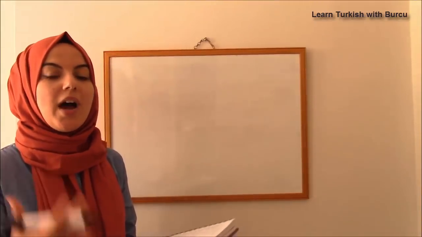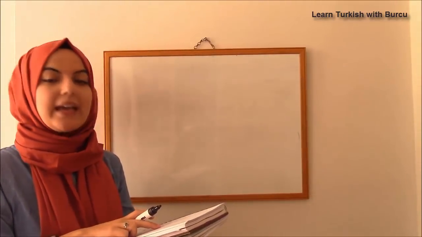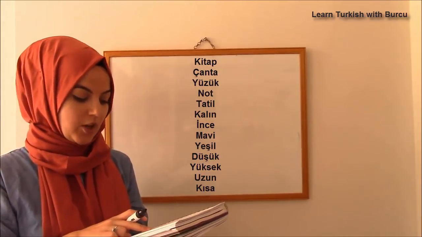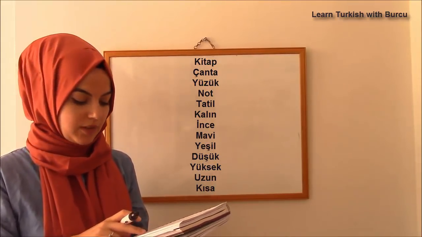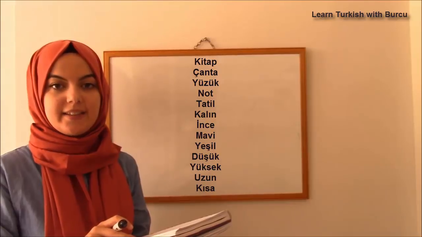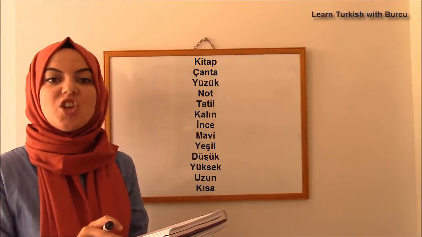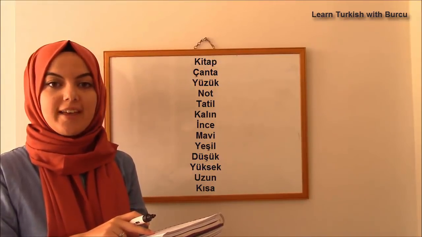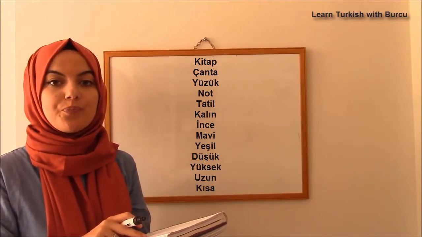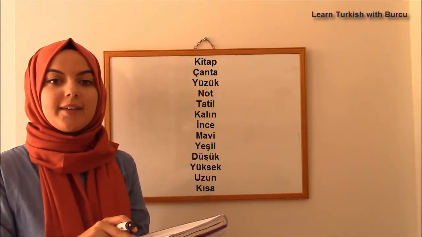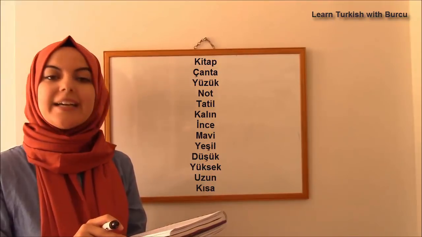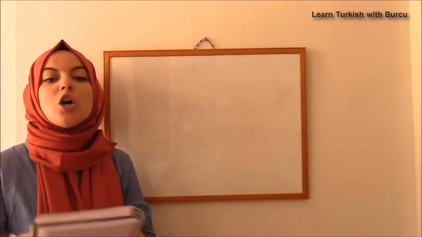So I want to repeat the vocabulary items I mentioned in this lesson, okay? Kitap, çanta, yüzük, not, tatil, kalın, ince, mavi, yeşil, düşük, yüksek, uzun, kısa. So that's it for this lesson.